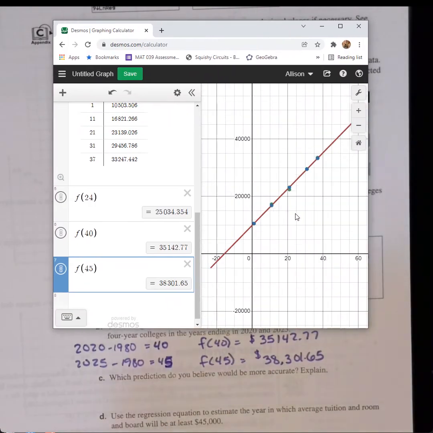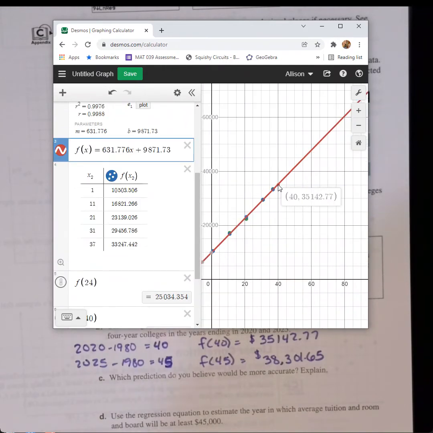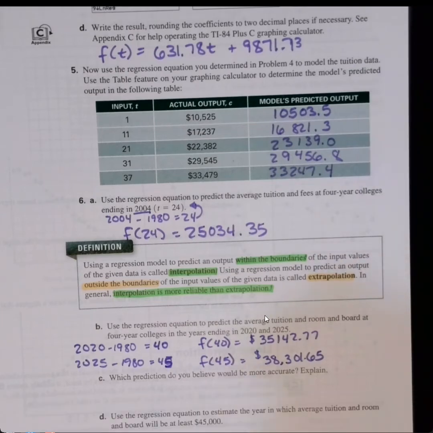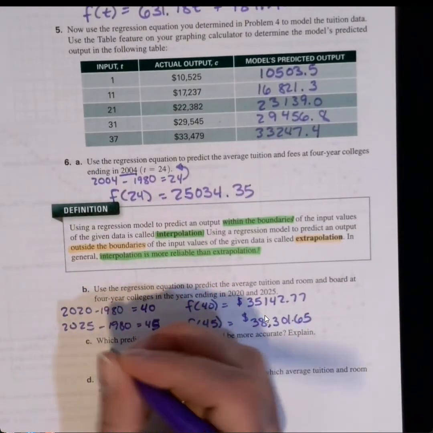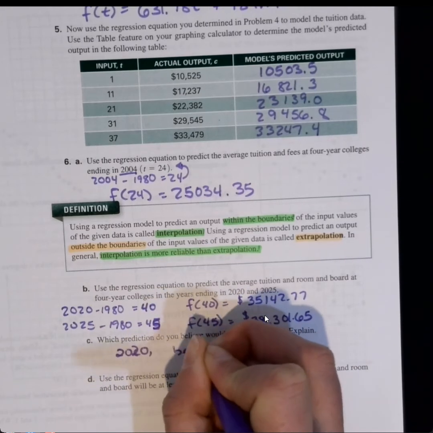Okay, so again, we are thinking about the 2020 prediction with that 40 as being a near extrapolation, and the further away we get, even just to get to 45, the further away we get from the model, the less accurate that is going to be. So always the nearer extrapolation is more reliable than the farther extrapolation, and because the 40 input is closer to the data set, that's going to be our more reliable prediction. So 2020, because it's closer to the edge of the data set.